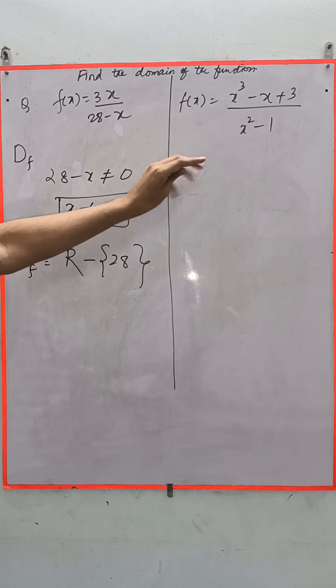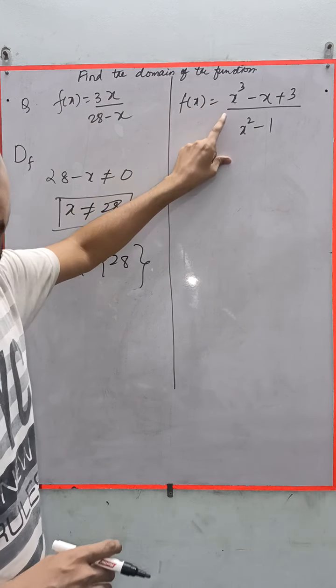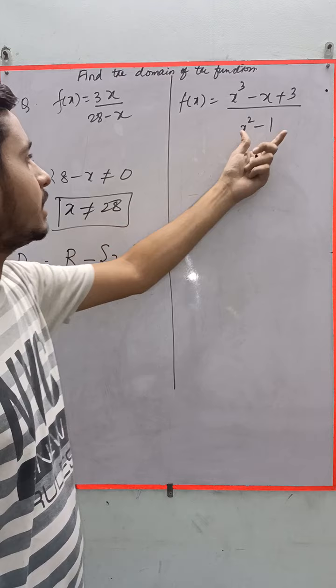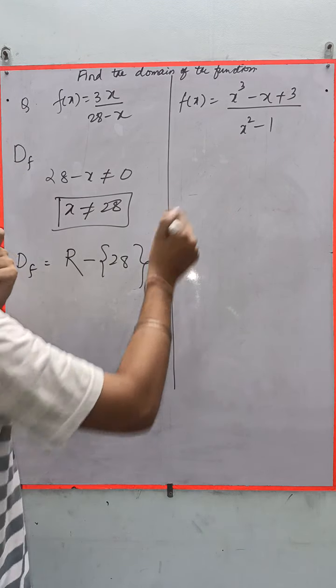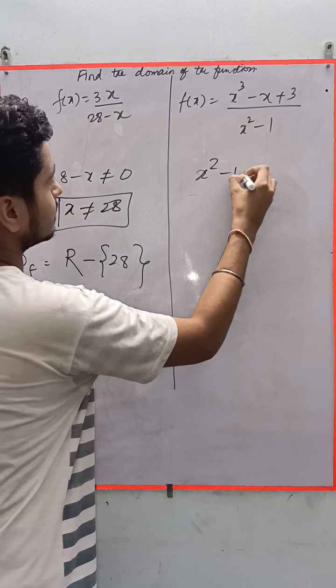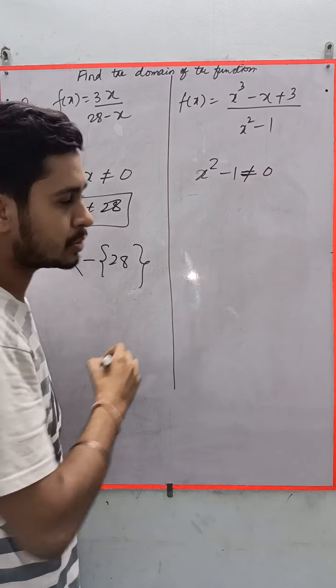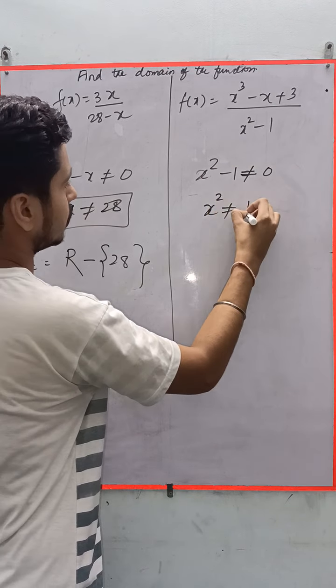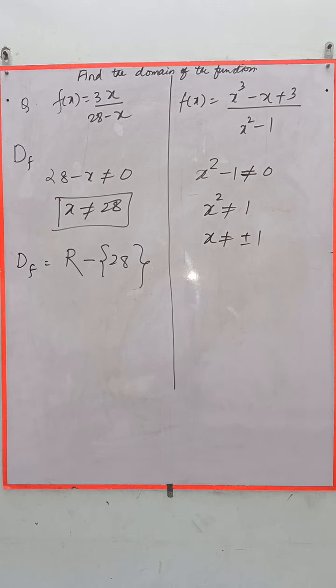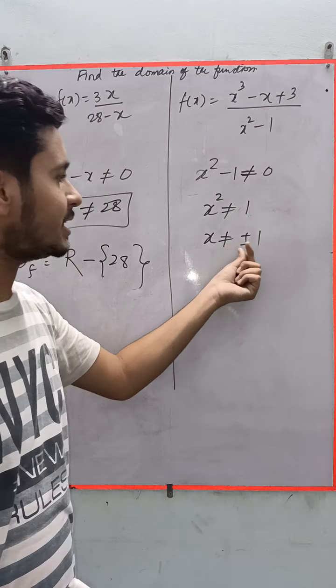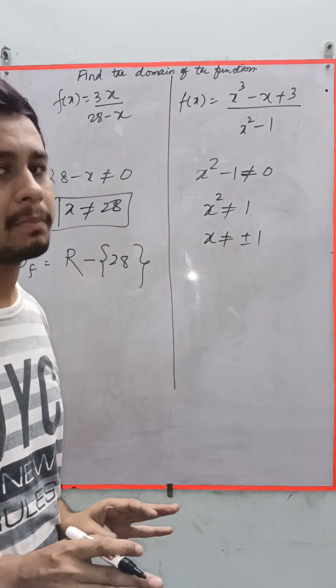Now coming to this question, we again have the f(x) upon g(x) type of function, where we need to put the denominator not equal to 0. So again x square minus 1 should not be equal to 0, x square not equal to 1, or x should not be equal to plus minus 1. Except this plus minus 1, the whole real numbers are acceptable.